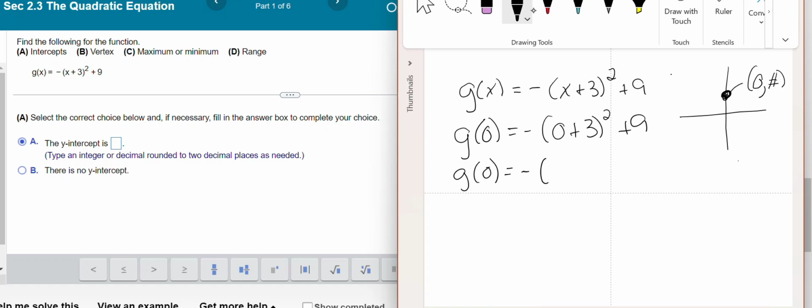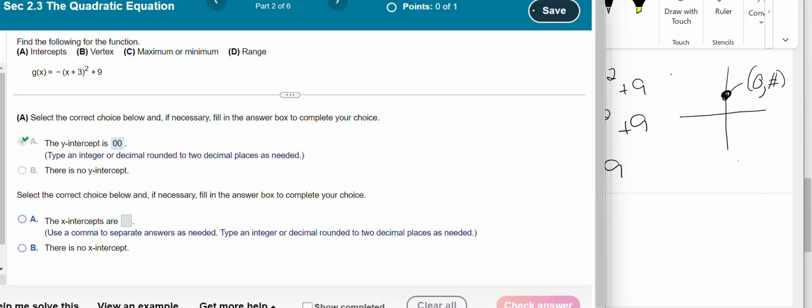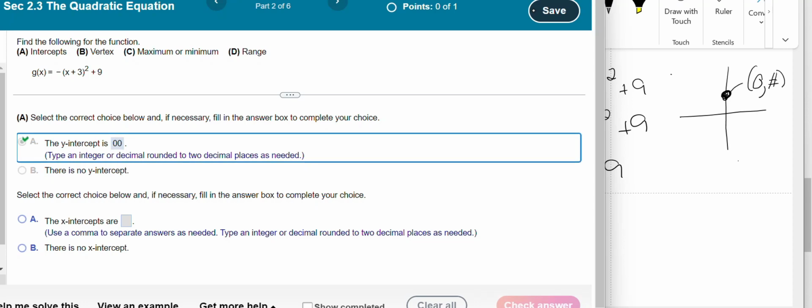0 plus 3 is 3. Hopefully you remember the order of operations says we have to do what's in parentheses first, which I did, and square. So 3 squared is 9. Negative 9 plus 9 is 0. So g of 0 is 0, which means our y-intercept is (0, 0). Now, I have no idea why it let me do that, but 0 is it.